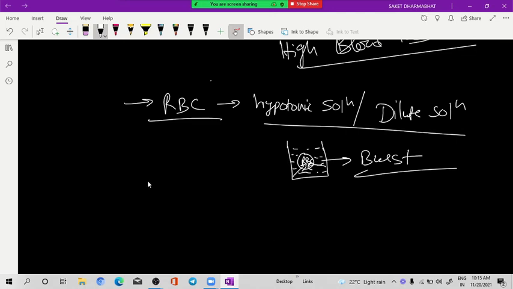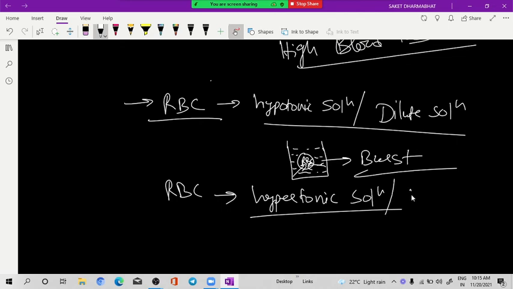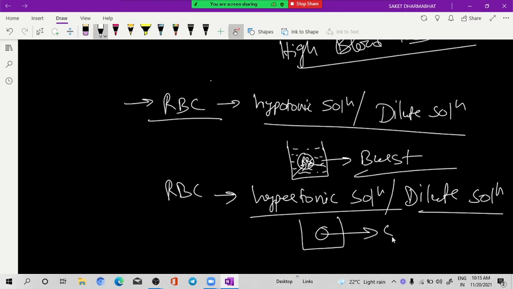Okay. Suppose you put RBC in hypertonic solution. It will shrink. Hypertonic solution is also called what? Dilute solution? Then what will happen? Sir, the RBC will shrink. Sir, hypertonic solution is also concentrated, no, sir? See, hypertonic solution is concentrated. In such case, what will happen?